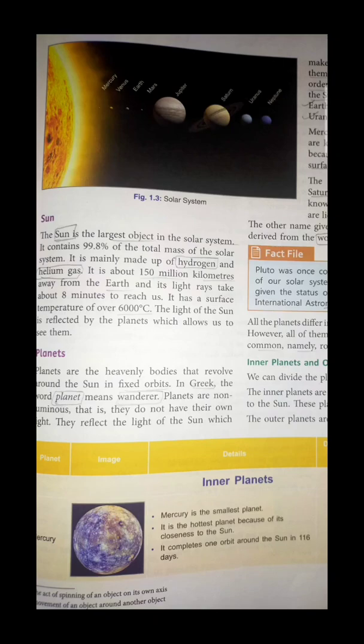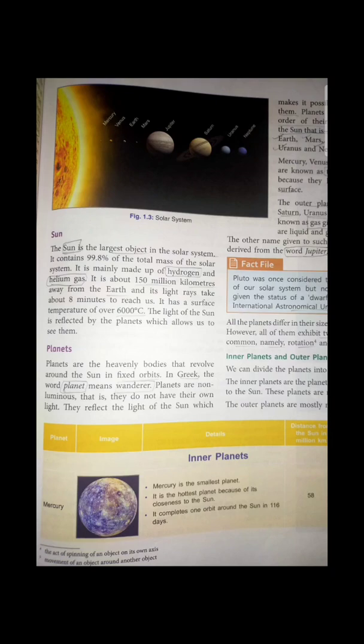The sun is considered the largest object in the solar system, as it contains 99.8% of the total mass of the solar system. It is mainly made up of hydrogen and helium gas, and it is about 150 million kilometers away from the Earth. Its light rays take about 8 minutes to reach us. The temperature there is around 6000 degrees Celsius.